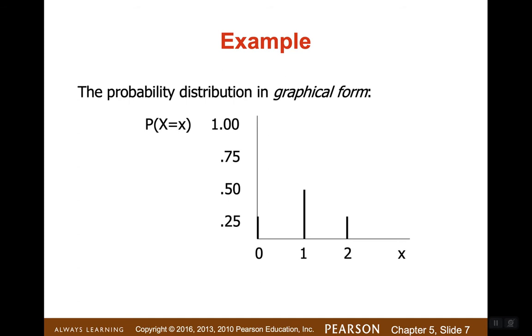We can represent this in a graph. On the y-axis, we can list the probabilities of occurrence, and on the x-axis we list the outcomes: 0, 1, or 2. If x is this outcome, the probabilities are shown here.